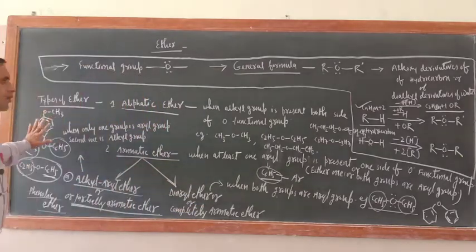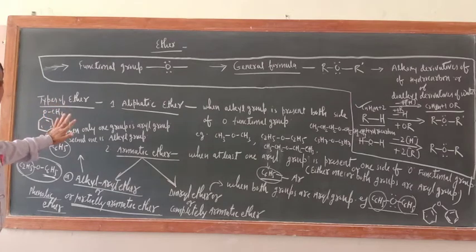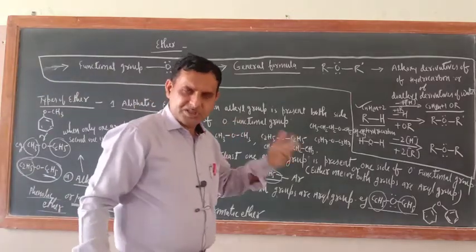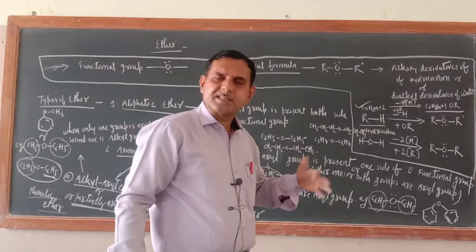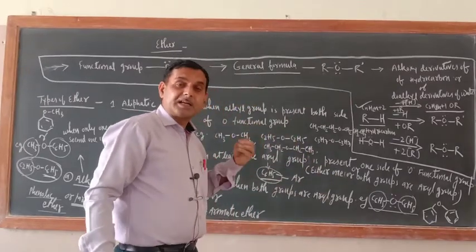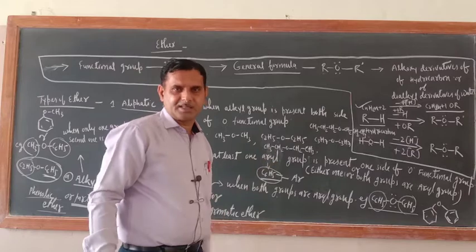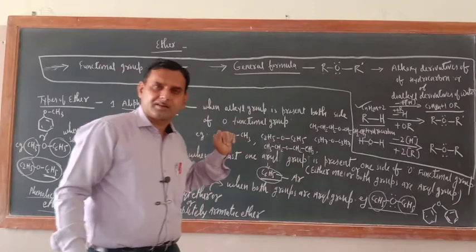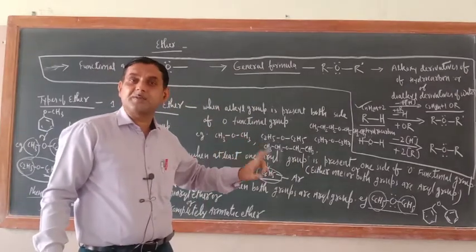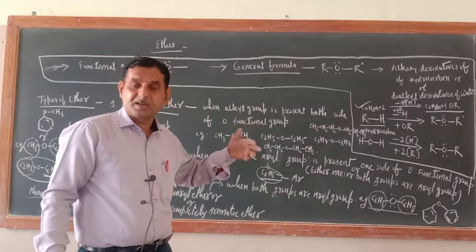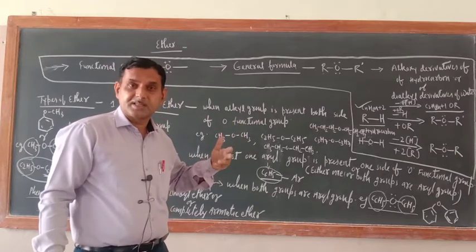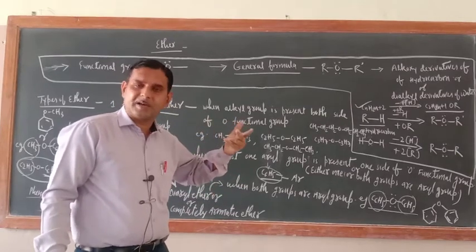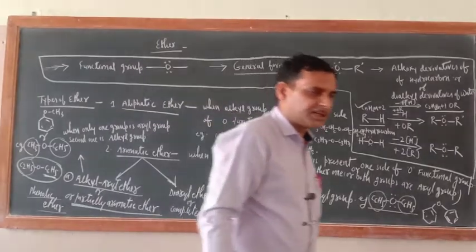So this is all about the ether and their classification. There are two more terms which are frequently used in case of ether. What is that one? That is known as symmetrical ether and unsymmetrical ether. Symmetrical ether means when both are similar. Okay, both alkyl groups are similar or both aryl groups are similar. So that is known as symmetrical ether. When both are different, so they are unsymmetrical ether.